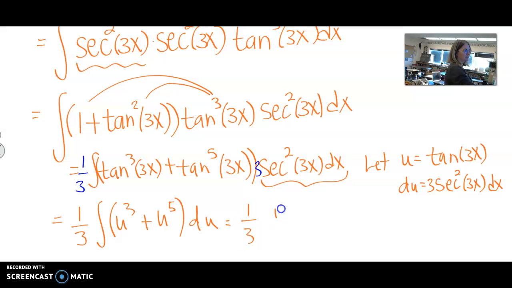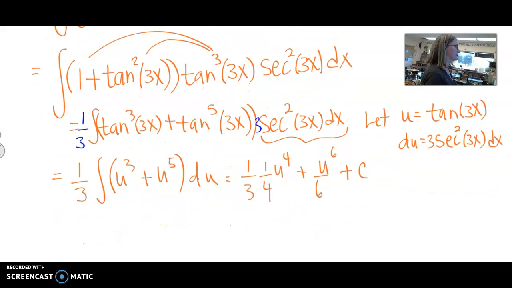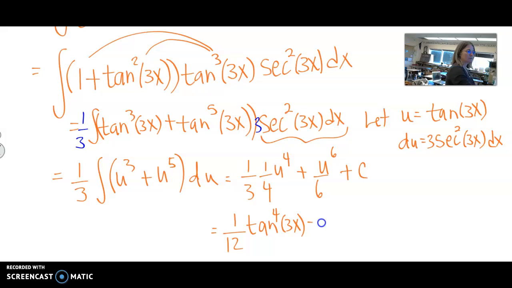I have the 1/3 times u to the fourth over 4, plus u, adding 1 to the exponent, u to the sixth over 6, and there's no limits of integration, so we're going to go plus c. And then let's simplify this and sub back in our u, which is tangent. So I have 1/12 tangent to the fourth of 3x plus 1/6 tangent to the sixth 3x plus c.